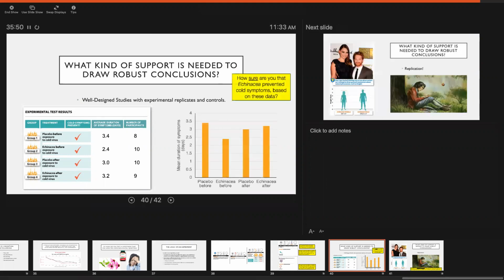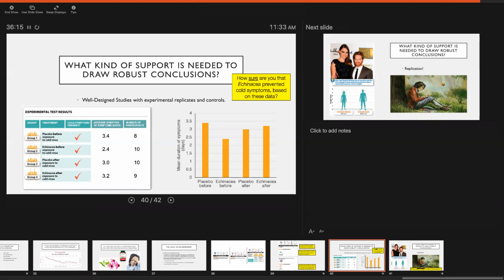Okay, so here are the results of our experiment. It seems as if group 2 had the smallest duration of cold symptoms. So group 2 was taking echinacea before. So this seems to support our hypothesis. But the question is, how sure are you that echinacea is the cause here based on these data?